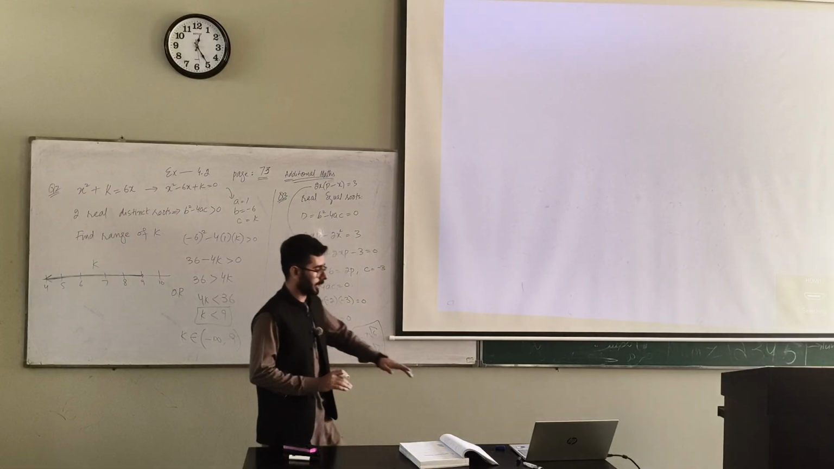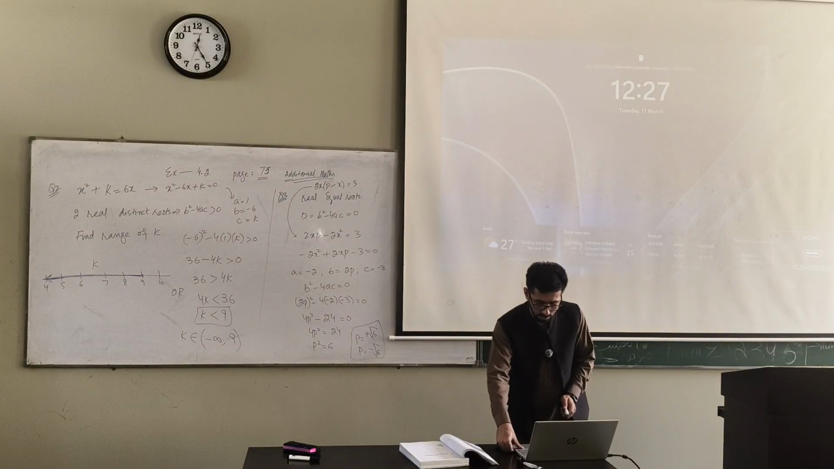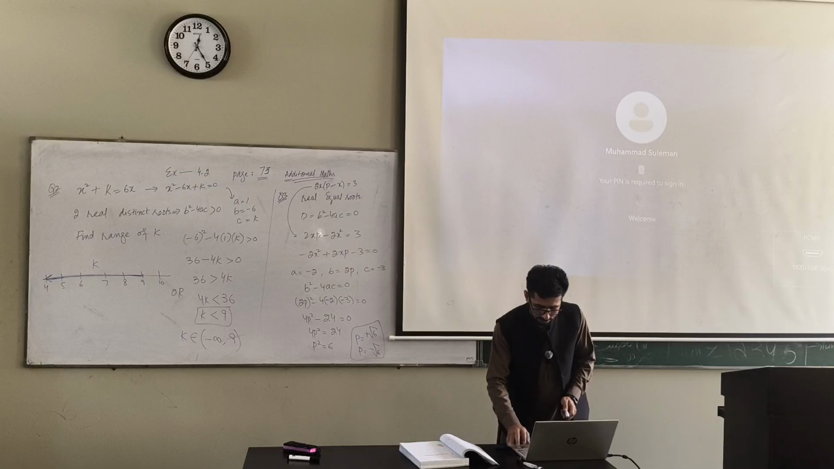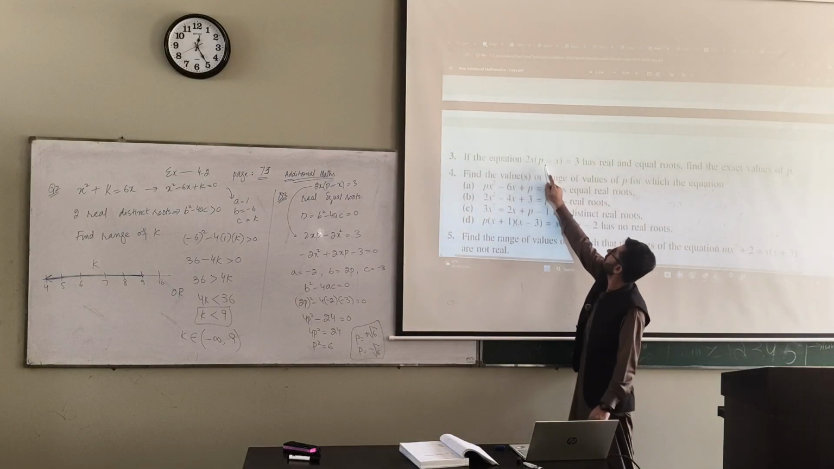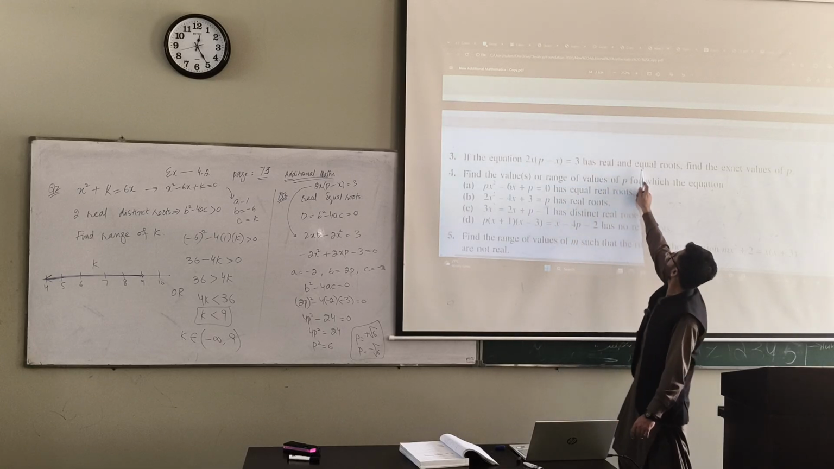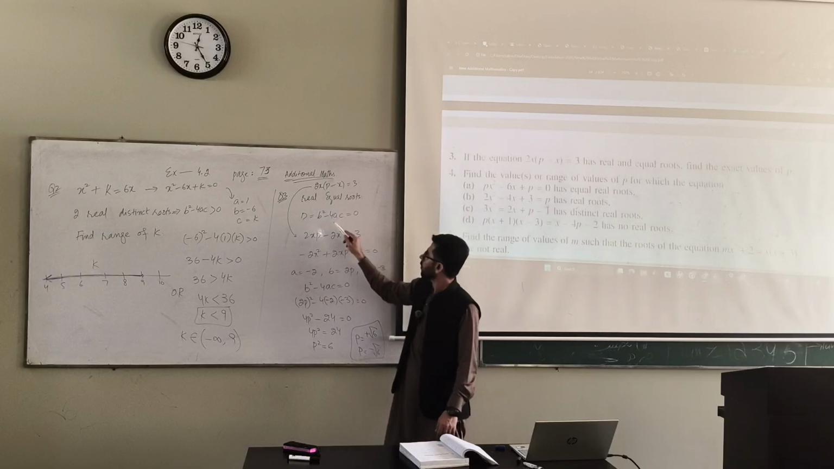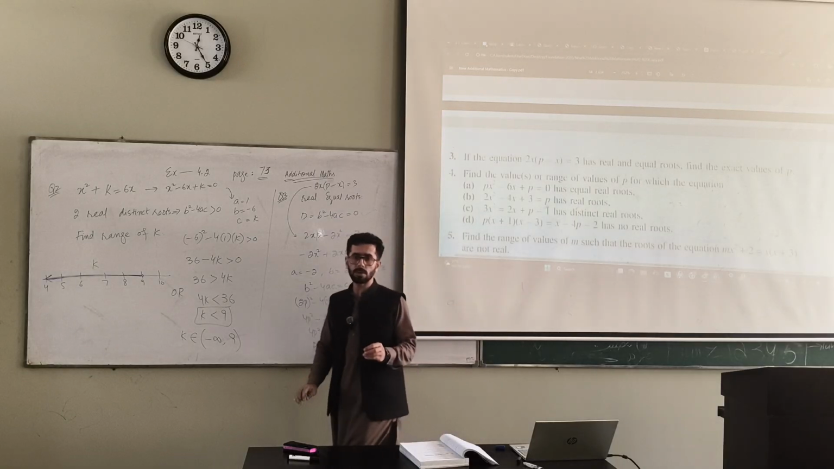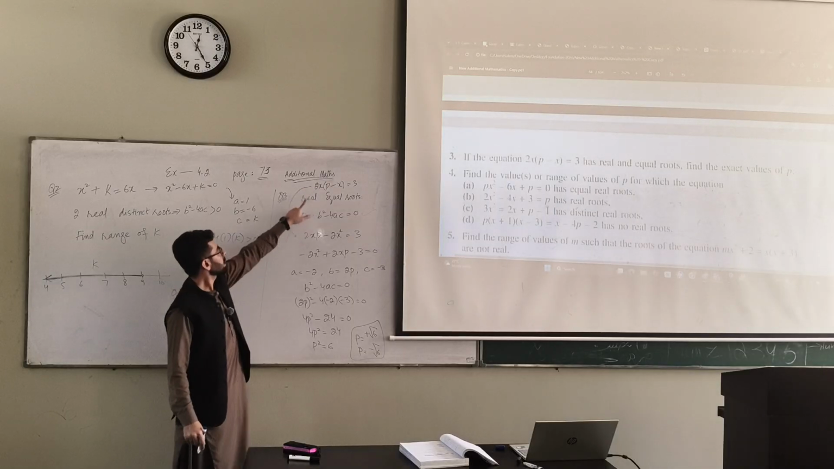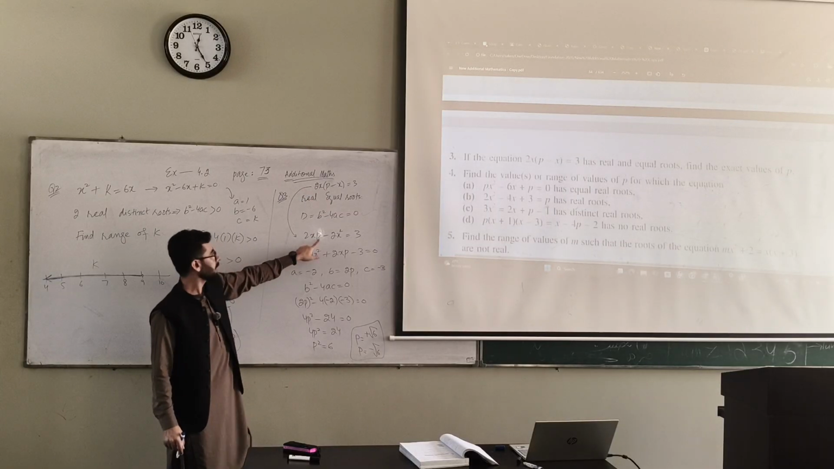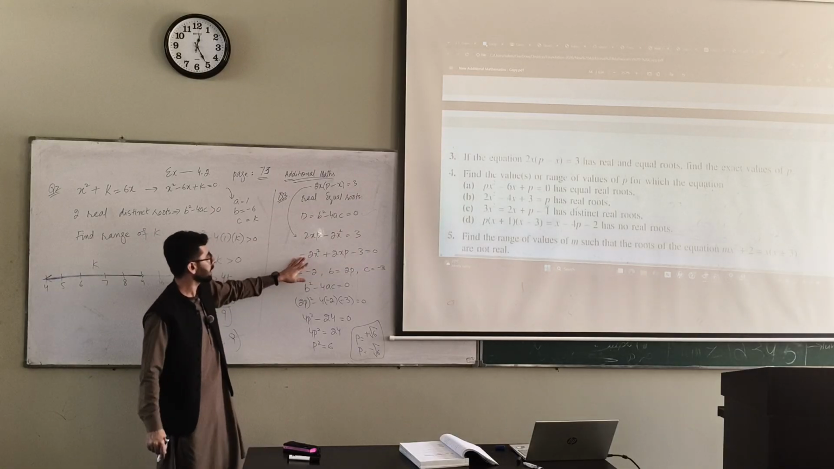We move to question number 3. It says that the equation 2x times (p minus x) equals 3 has real and equal roots. That's very simple. Real and equal means the discriminant is exactly equal to 0. We convert the equation into general form as always. 2x multiplied with p gives 2xp, minus 2x multiplied with x gives 2x squared, equal to 3. We make a single equation.